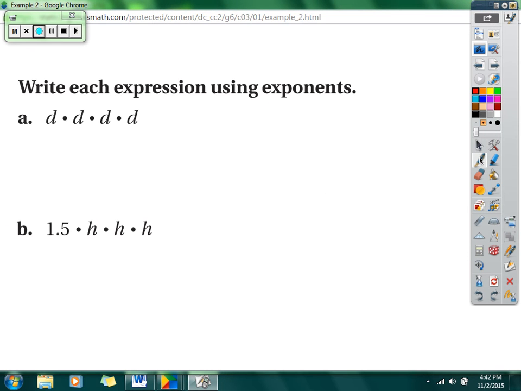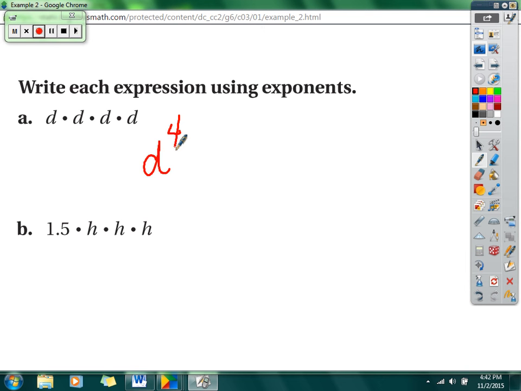Okay, example number 2 says write each expression using exponents. So this is something we did back in section 1.2 on powers of exponents. In this case, I have 4 d's being multiplied, so this would be d to the 4th power. Okay, in this one, just so you're aware, the coefficient would be 1. Okay, 1 in d to the 4th power.